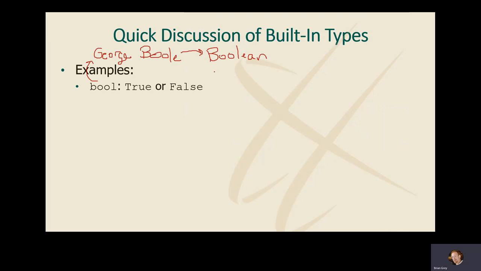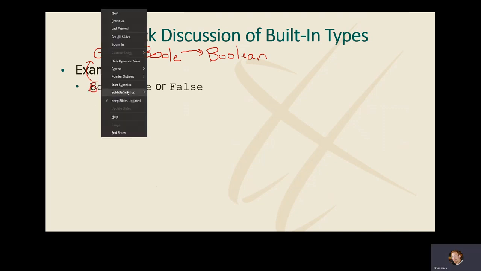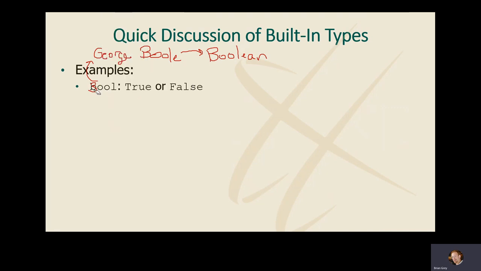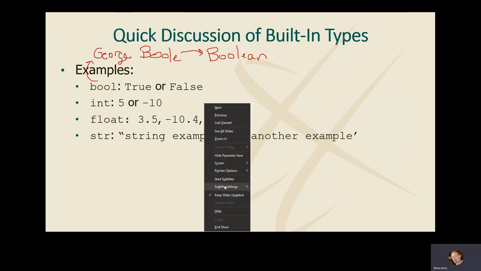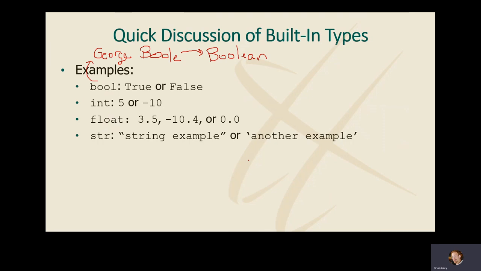And why in a lot of languages, this is not a lowercase, but a capital B. Okay, because it's named after someone. It's a proper name. But in Python, it is, in fact, lowercase. Int, right? Integers. Float. String, str is string. In Python, you can use double quote or single quote. There's a subtle difference, but in all practicality, it doesn't really matter.